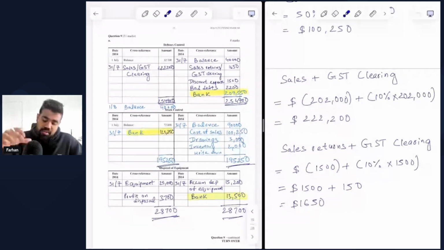So this is known as cash received from accounts receivable, and this is $209,550, which is what we're going to be including in the cash flow statement as an inflow under the operating activities section later. Right? So once that is done, let's move forward to the inventory ledger account.